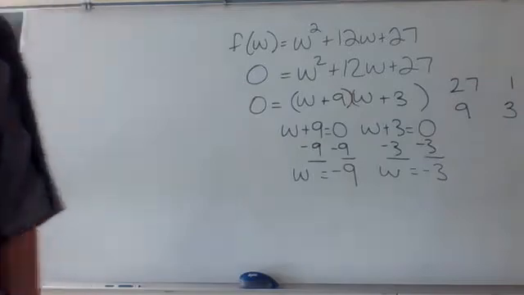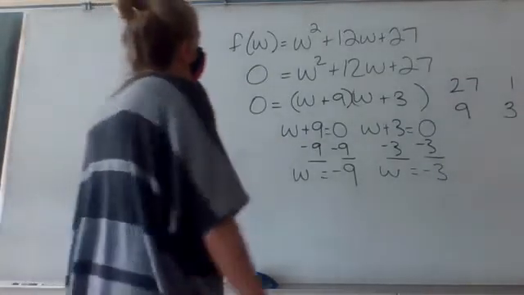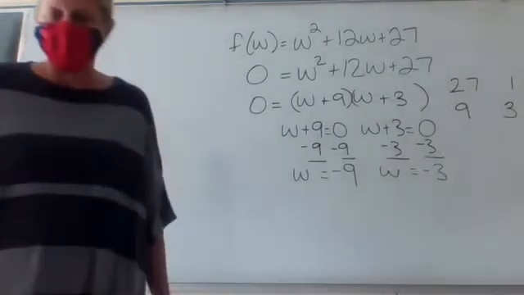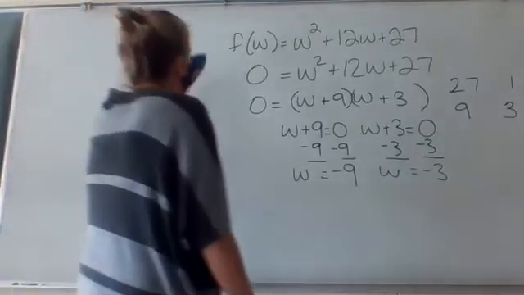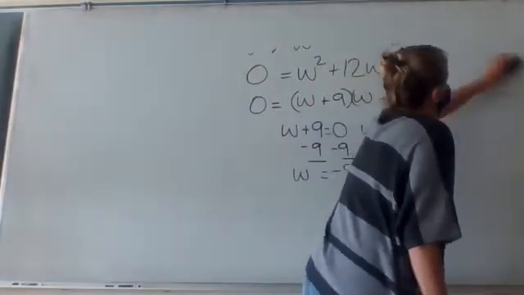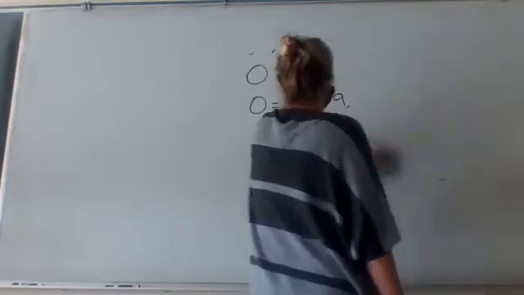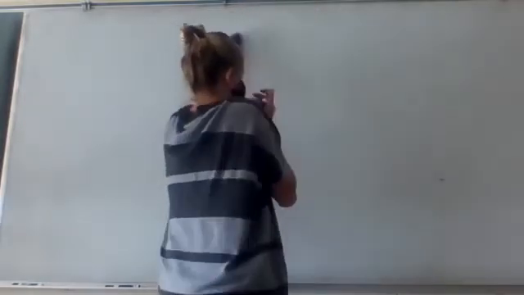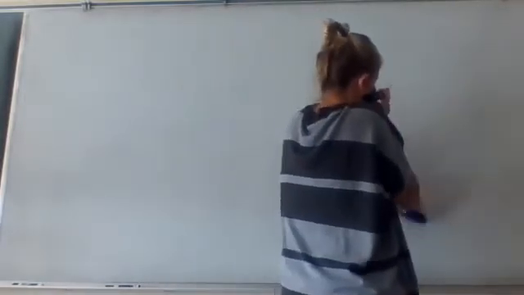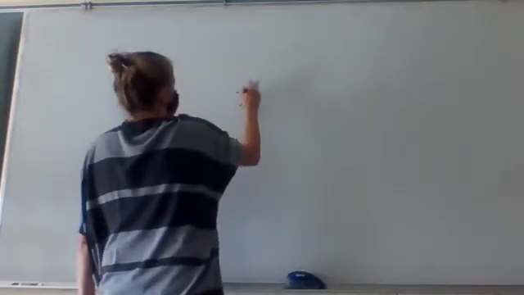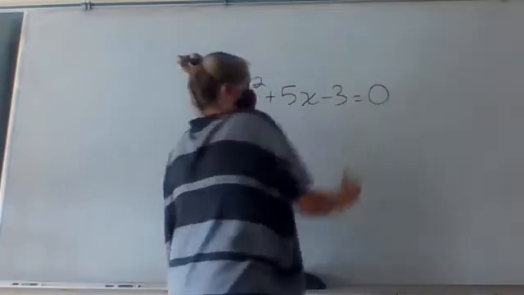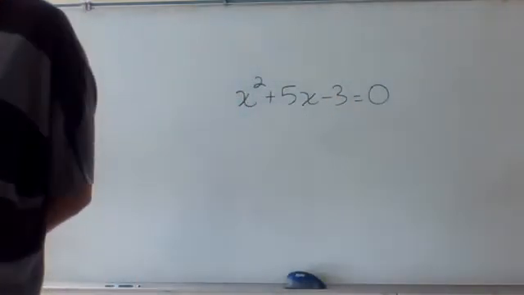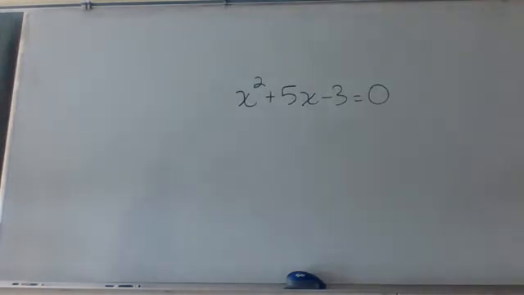So let's look at number 3. It also says find the zeros of the function. X squared plus 5x minus 3. It already says equals 0. X squared plus 5x minus 3 equals 0.